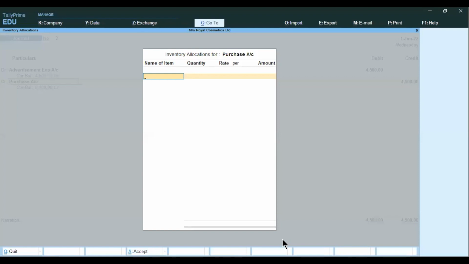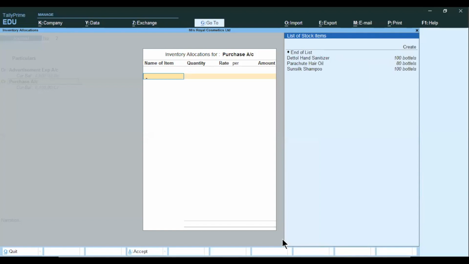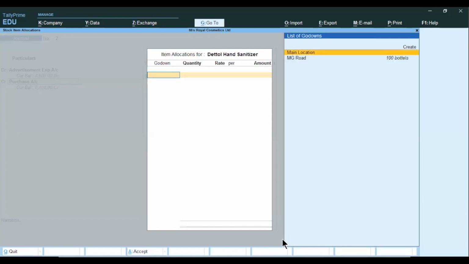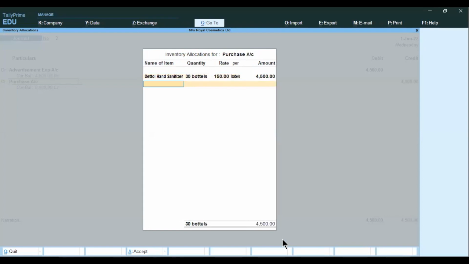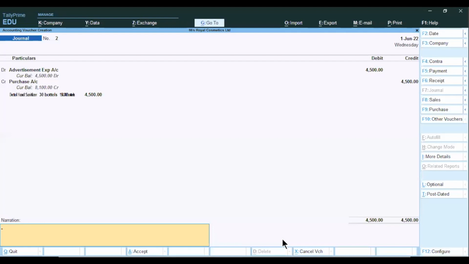Here we have to give allocation for the stock which is distributed as free sample. So press space bar for the list. Dettol hand sanitizer, go down. From which godown have we distributed? From MG Road godown. How many quantities, how much goods have we distributed? 30 quantities at the rate of 150. Enter, enter. So this is how the special entry for advertisement can be passed through purchase ledger.